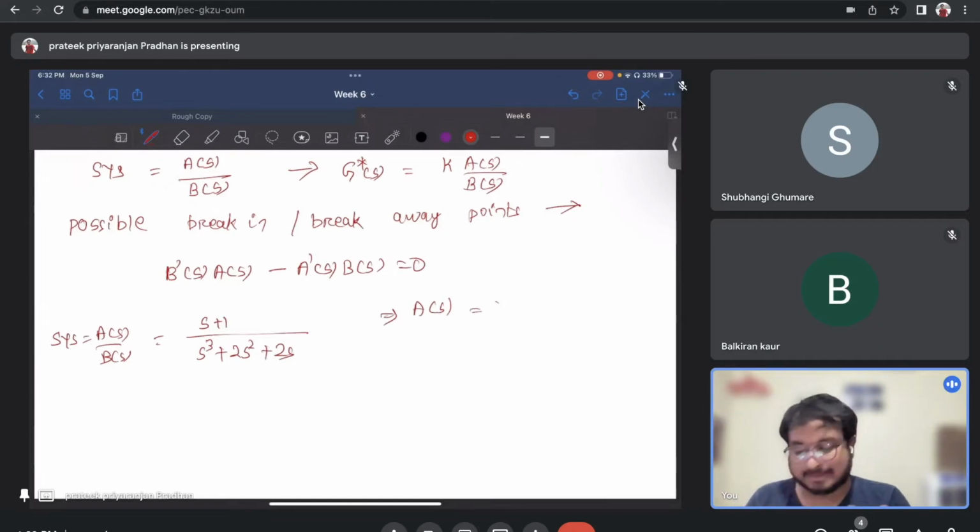So just calculate what is my A dash of S. Balkiran, if you are there, can you tell what is the A dash of S?